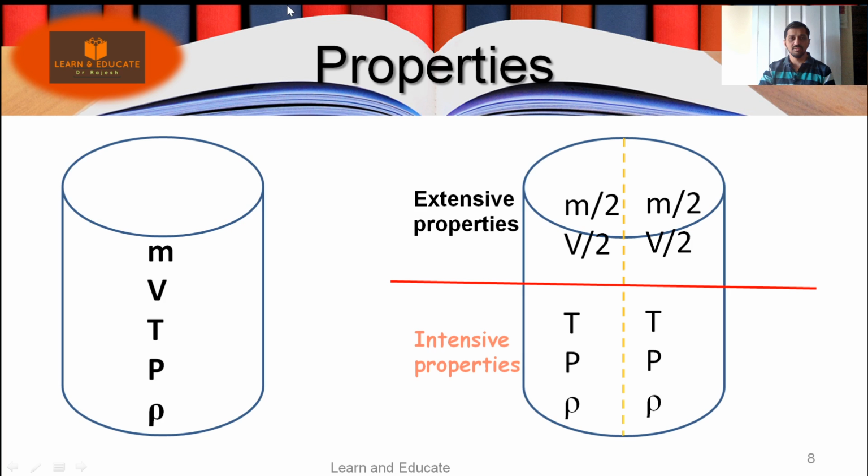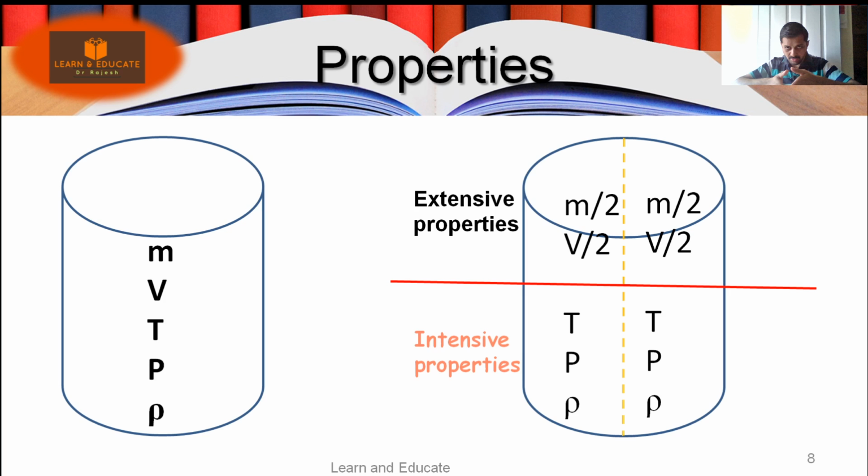You consider a vessel or a container having a certain fluid having mass m, volume V, temperature T, pressure P and density ρ. Now assume that you are partitioning this container or vessel by an imaginary partition exactly at the middle, vertically. You are splitting the container into two. You are inserting a partition. Okay. So what will happen to mass and volume? It will become halves. Right?